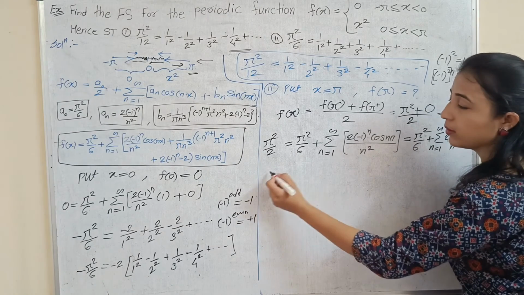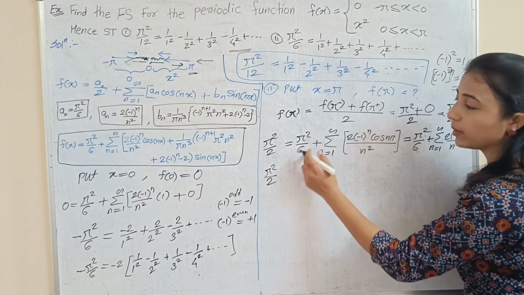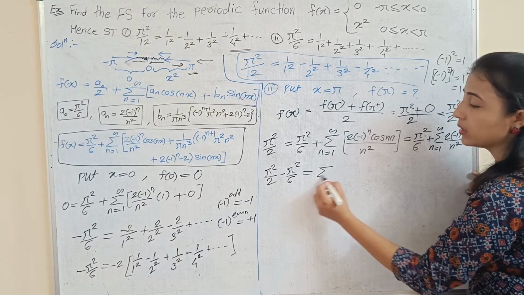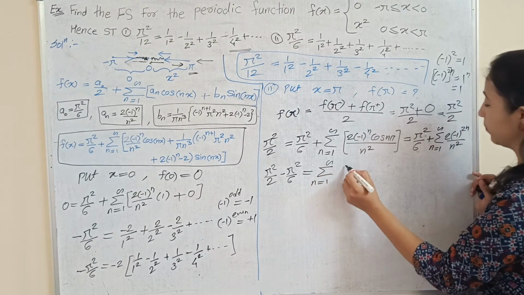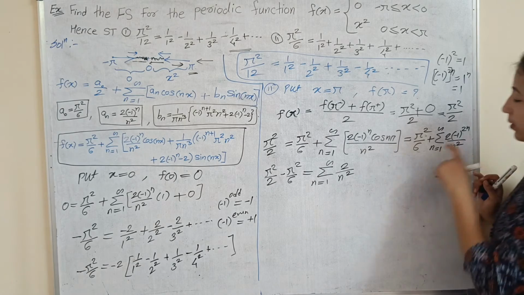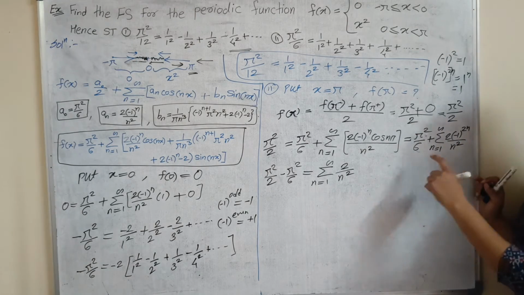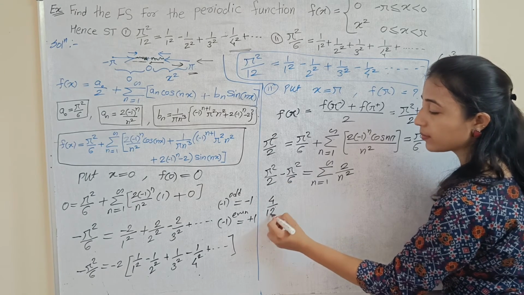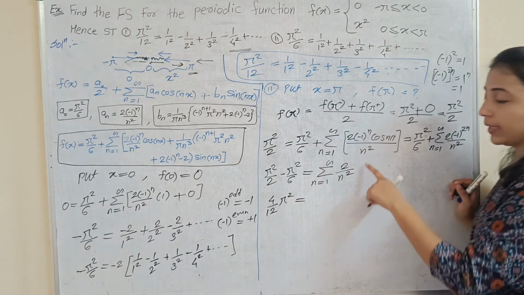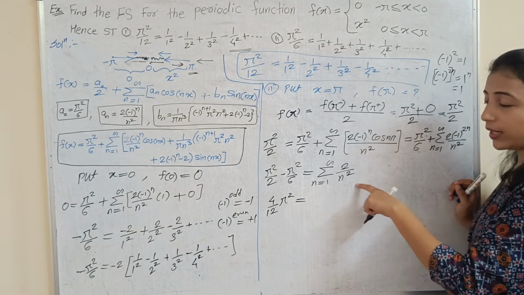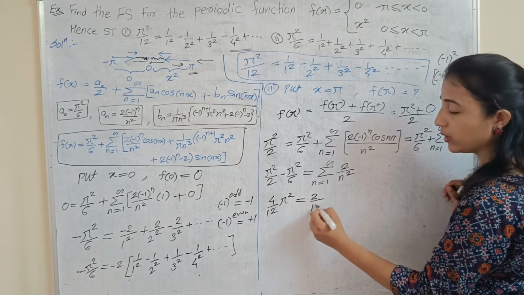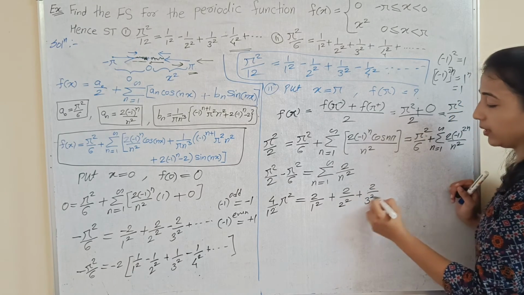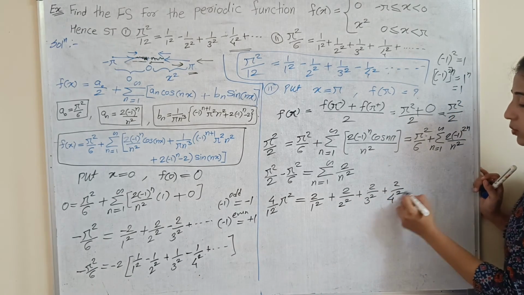So here this pi square by 2 and this pi square by 6, if we shift in left hand side, so it is minus pi square by 6 equal to summation n varies from 1 to infinity, it is 2 by n square. This is 1, so remaining is 2 by n square. Simplify this term, so cross multiply if we apply, so it is 4 by 12 pi square equal to, here expand this formula, so n summation को अगर expand करते हो, so it is 2 by 1 square plus 2 by 2 square plus 2 by 3 square and 2 by 4 square plus n.